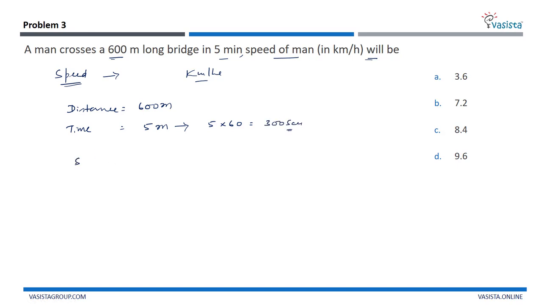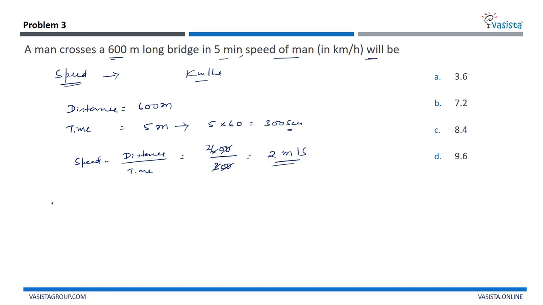Now speed is equal to, we know, distance by time. What is the distance here? 600, and time is 300. 2 zeros I'll cancel, 3 ones are 3, 3 twos are 6. That is 2 meter per second. What we got is the speed of the man in terms of meter per second.